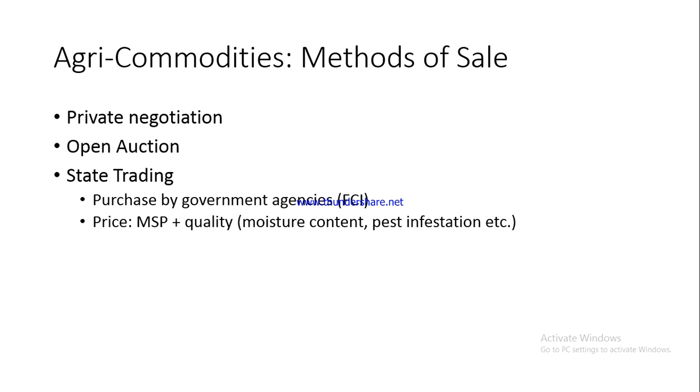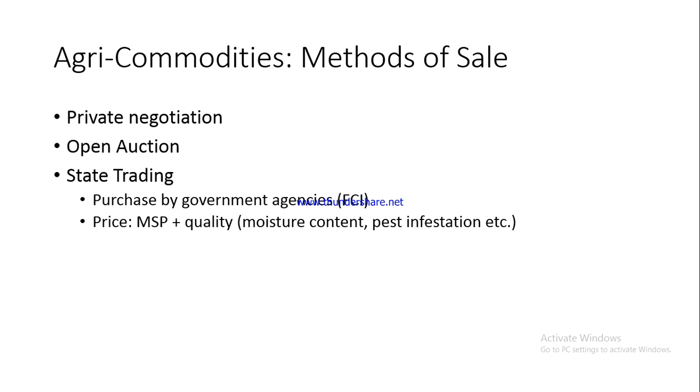And then as far as the price is concerned, it basically is based on the MSP, minimum support price, which has been declared by the government. So, just a bit of a diversion now, let me give you a brief idea about MSP. The minimum support price is the price which is declared by the government at the beginning of the sowing season.